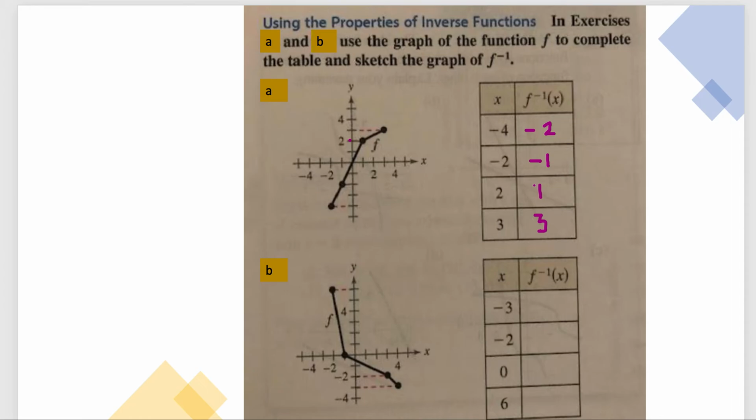According to the definition, as I mentioned before, the domain of the function f is going to be the range of the inverse function of f. What is the range of the function f? This is going to be the domain of the inverse function of f. So it is going to be vice versa. So now in B, we have minus 3. And if you look in here, minus 3 is 4. So the inverse function is 4.